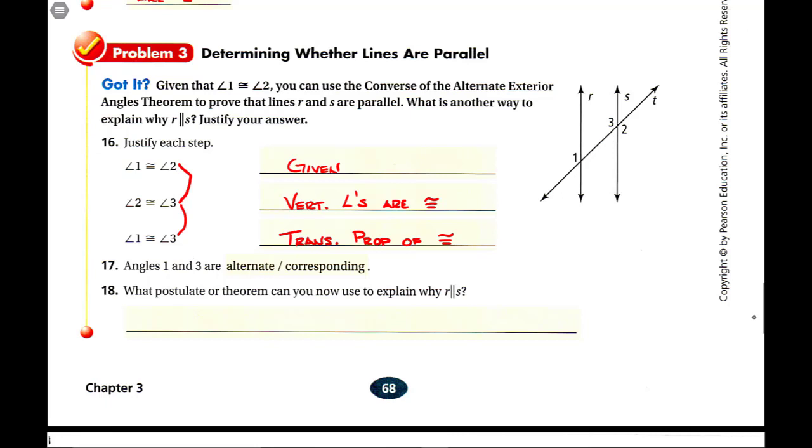Angles 1 and 3, are they alternate or corresponding? Well, they're on the same side of the transversal, so in this case they have to be corresponding. And what postulate or theorem can you now use to explain why R is parallel to S? And that is the converse of the corresponding angles theorem.